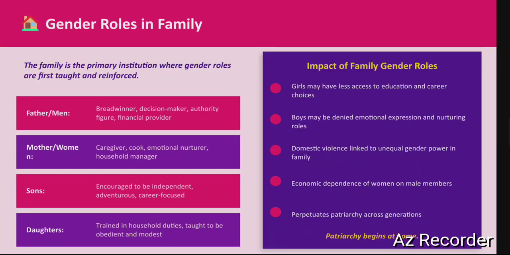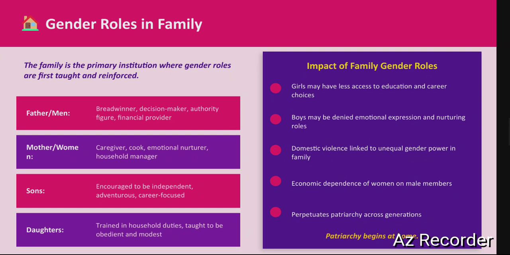Okay. So when it comes to the family, the family is the base, the primary institute where genders are first taught and first reinforced. Father or a man, he should be the breadwinner, decision maker, authority figure, financial power. Even if the child needs a toy and asks the mom, she says go and get your permission from father. Go and get your permission from the man who is the family head. Mother, caregiver, cook, emotional nurture, household manager. Again, if a child asks the father for food, no, he will not. Go and ask the mother. Something is assigned and structured.